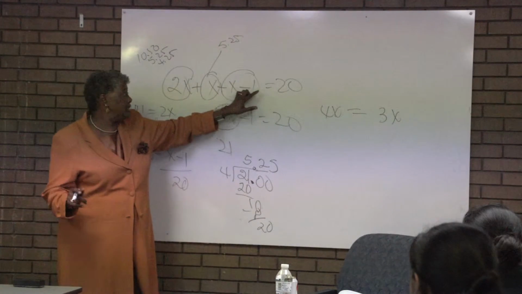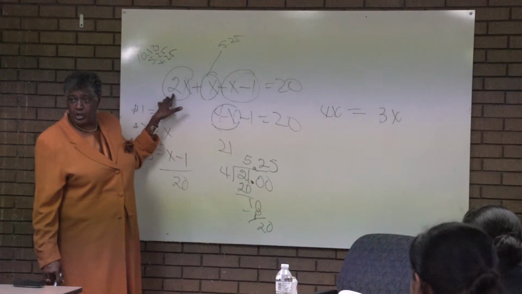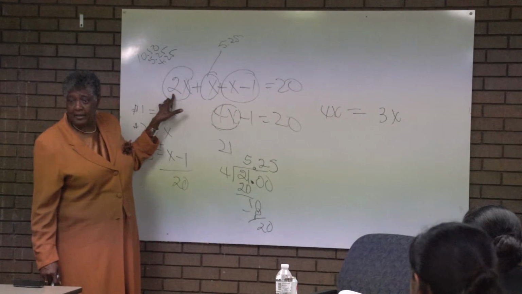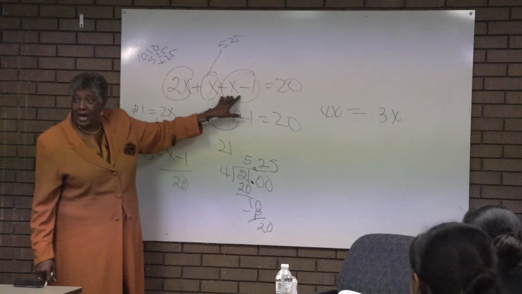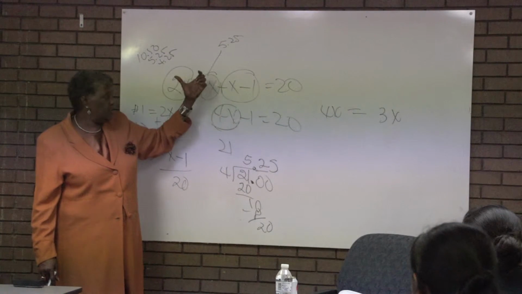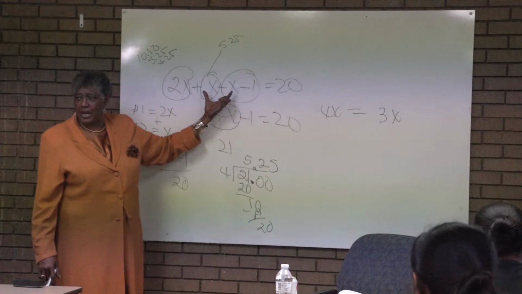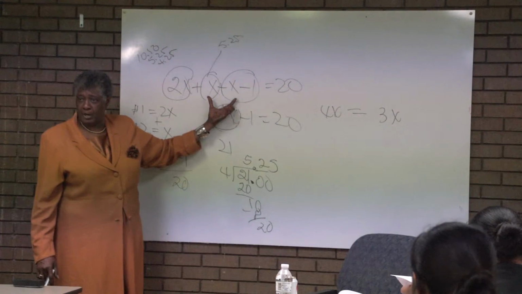But what we do know is that whatever the unknown is, he's going to make twice as much as that. He's going to make $1 less than that. You see what I'm saying? All I did was just translate those words into these X's and numbers so that I can solve it, because you have to change them into numbers to solve it.